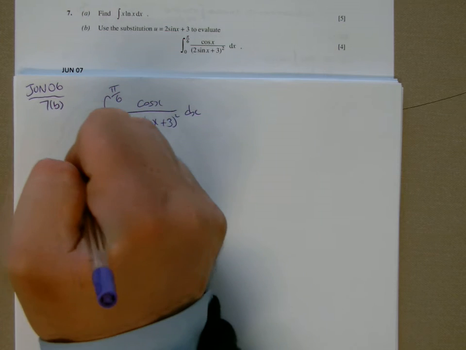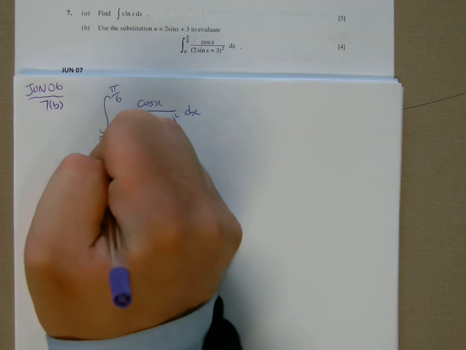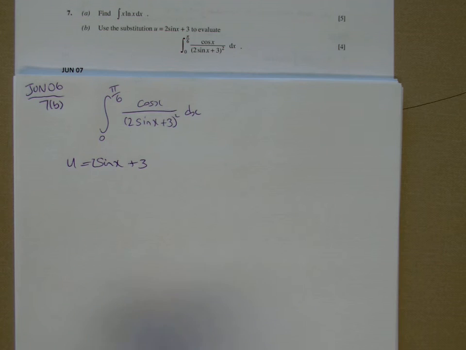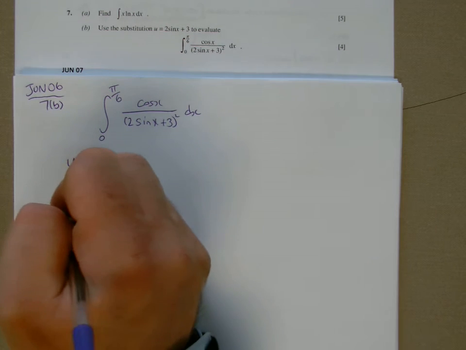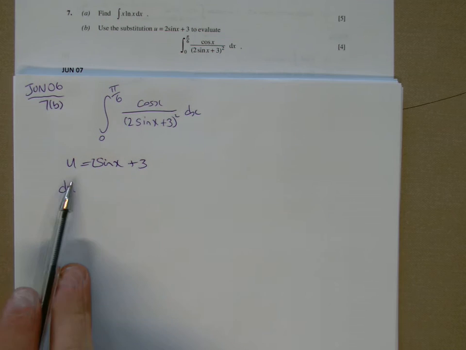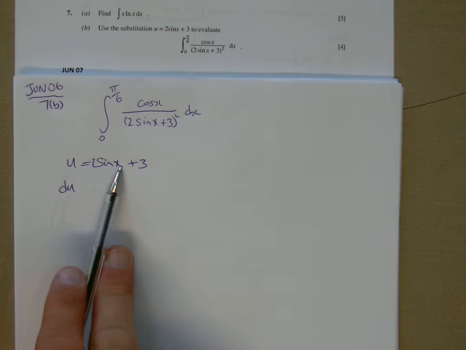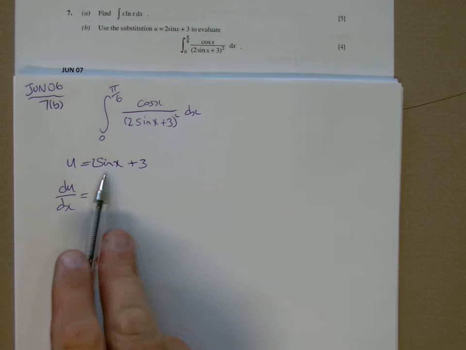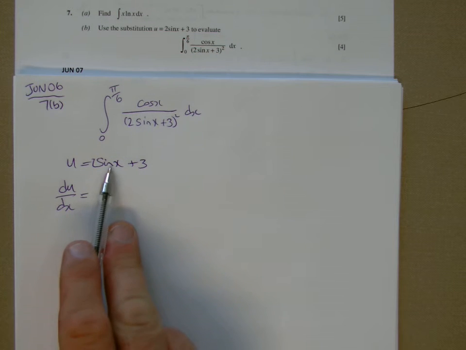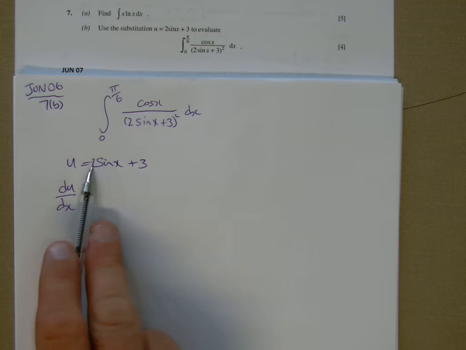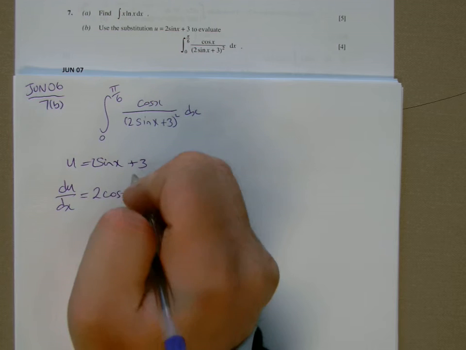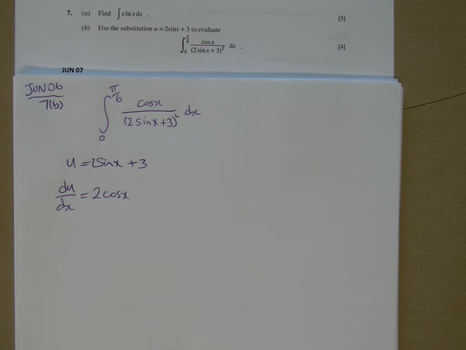So the substitution is u equals 2 sine x plus 3. Don't forget, the first thing I do with the substitution is differentiate it. So u on the left-hand side, x on the right-hand side, so it would be du with respect to x. When you differentiate sine x, it just becomes cos x, and there's a 2 in front of it, so 2 sine x becomes 2 cos x. Plus 3, well, that 3 just goes.